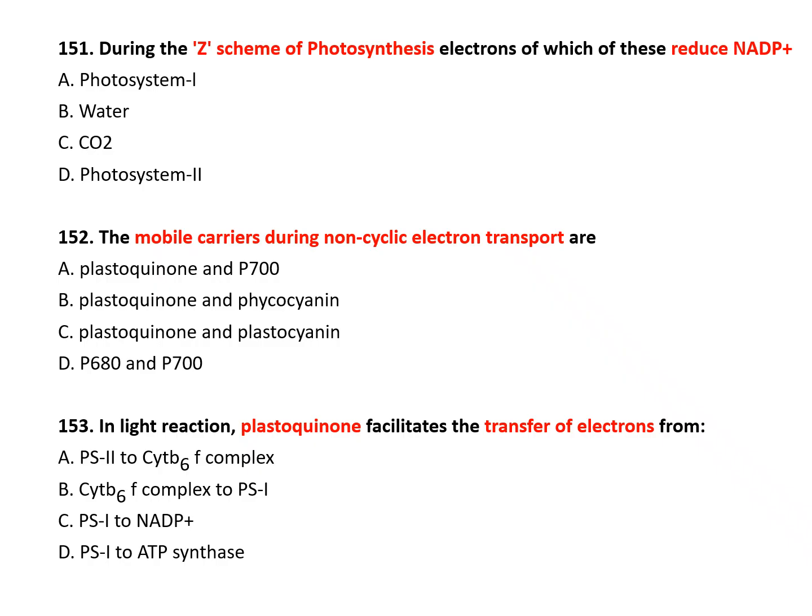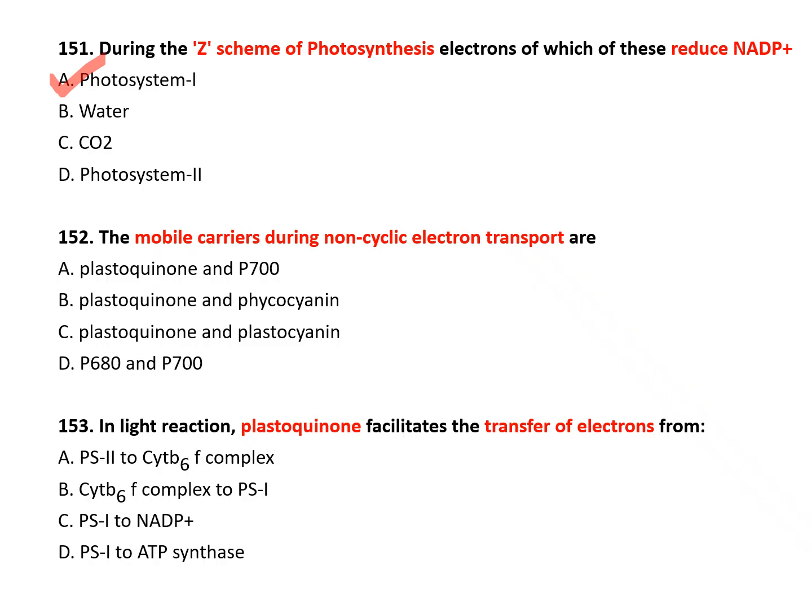The next question, number 151. During the Z scheme of photosynthesis, electrons of which of these reduce NADP plus? Option A, photosystem 1. Option B, water. Option C, carbon dioxide. Option D, photosystem 2. The correct answer is option A, photosystem 1.